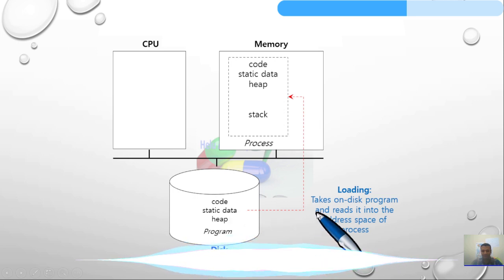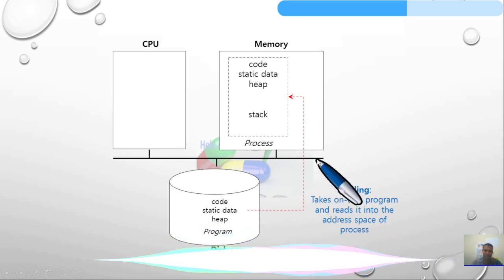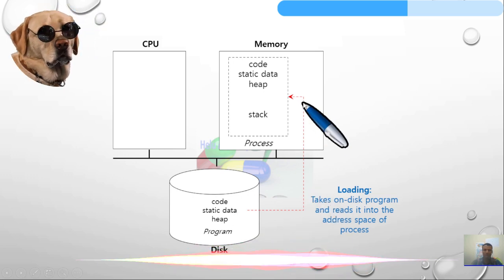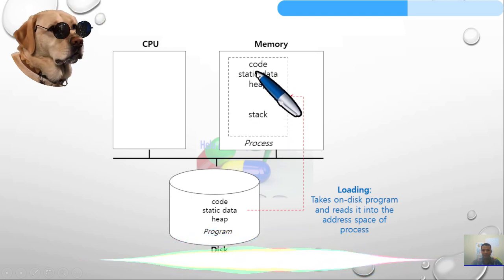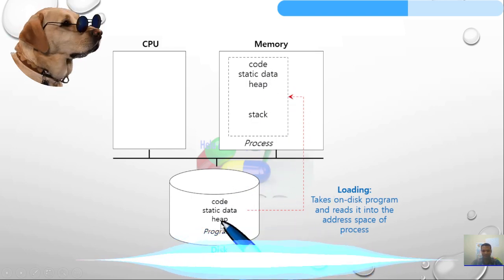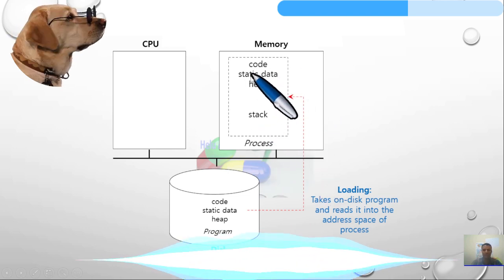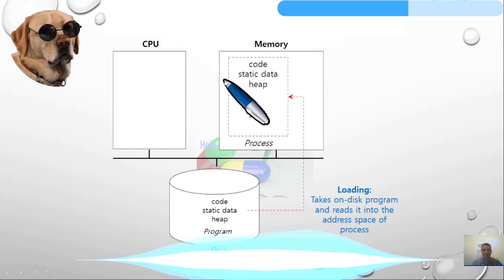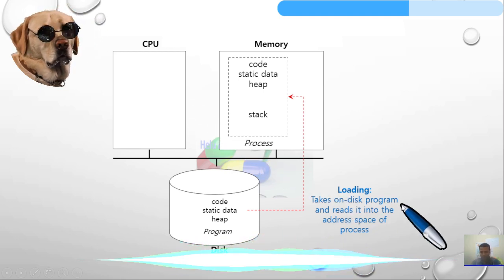Loading takes the on-disk program and reads it into the address space of the memory. So it will take all the code and everything into the memory, and we have stack and we have heap here. So this is how the process starts. This was a program, but when it comes to the memory, it becomes a process. This is a simple diagram: the CPU can take any line of code it needs from the memory, and the execution will continue.